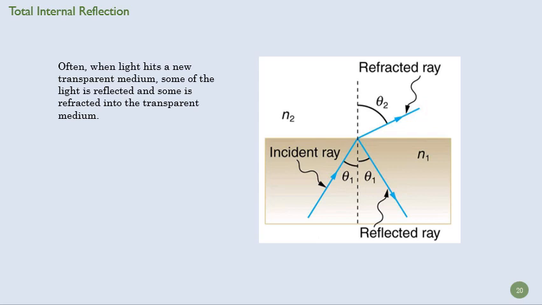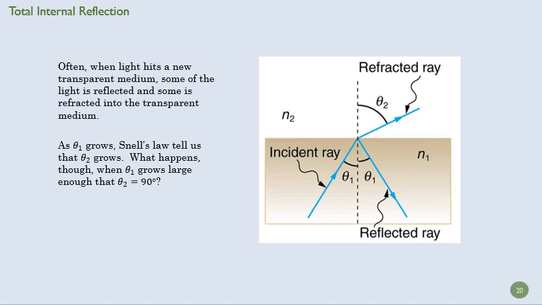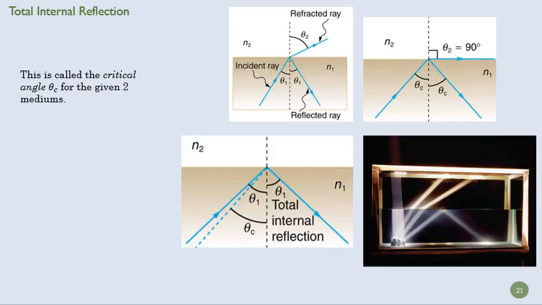What happens as I move from this slow medium to this fast medium as I make theta 1 bigger and bigger? If I made this bigger, this is going to get even steeper. At some point, it's going to point in this direction. That is called your critical angle. So if I creep theta 1 larger and larger, you're going to reach a point called theta critical where the refracted rays go perpendicular to the surface.